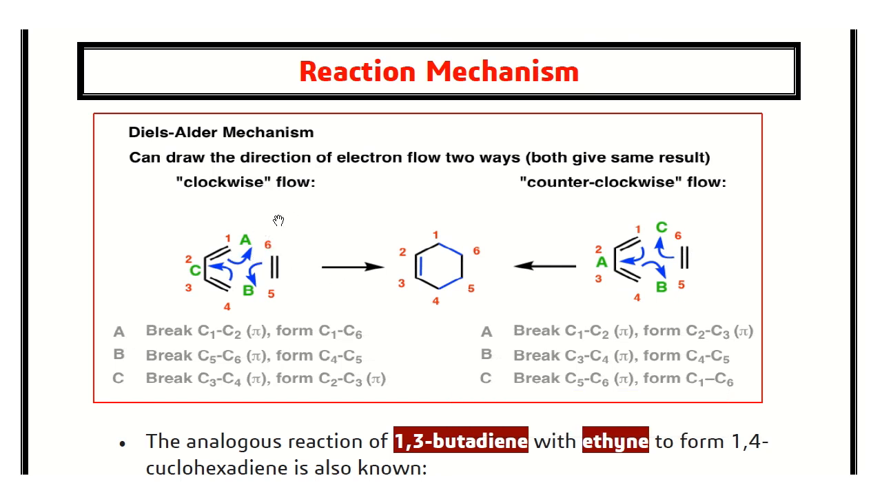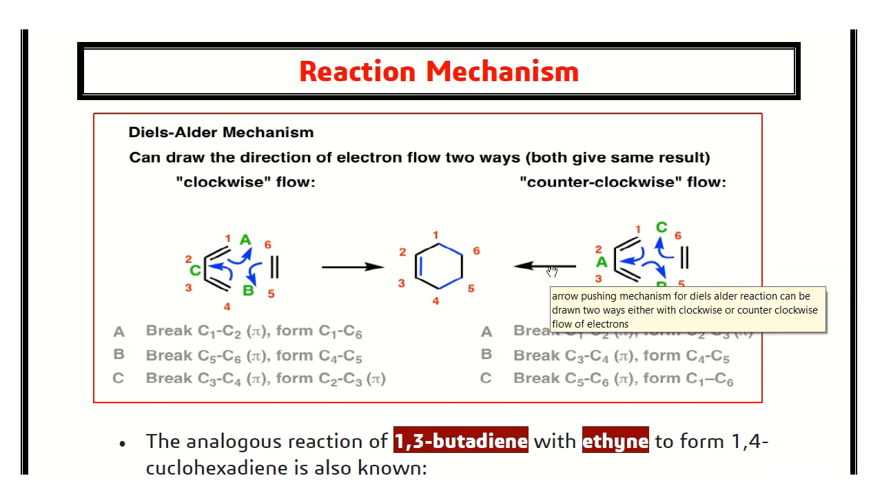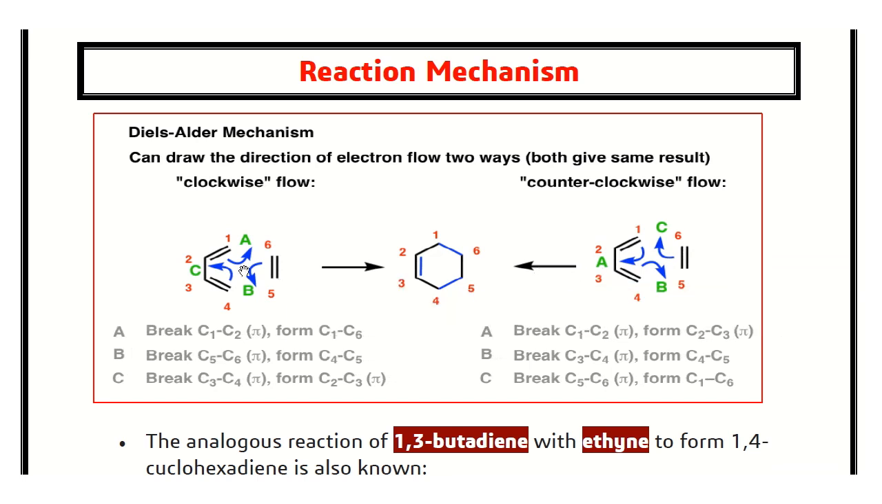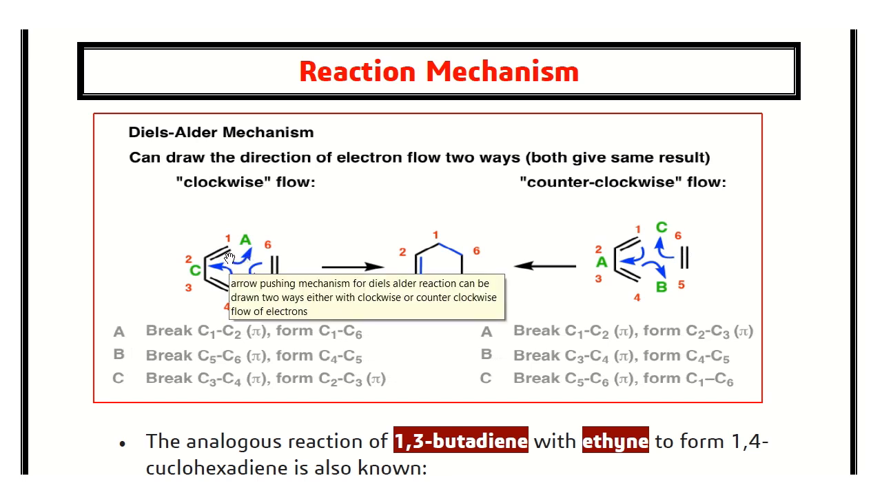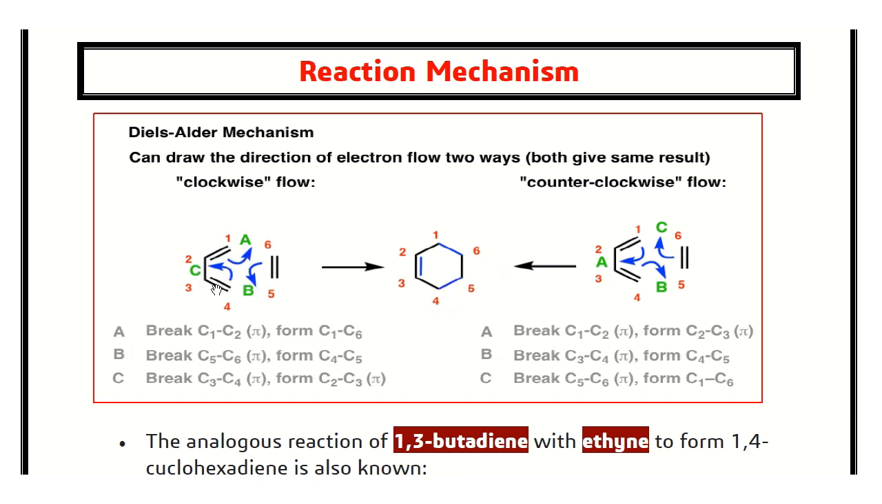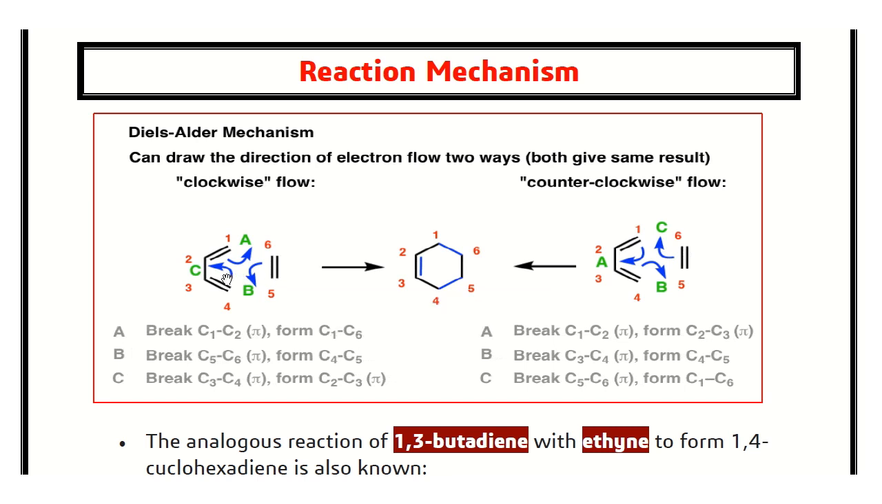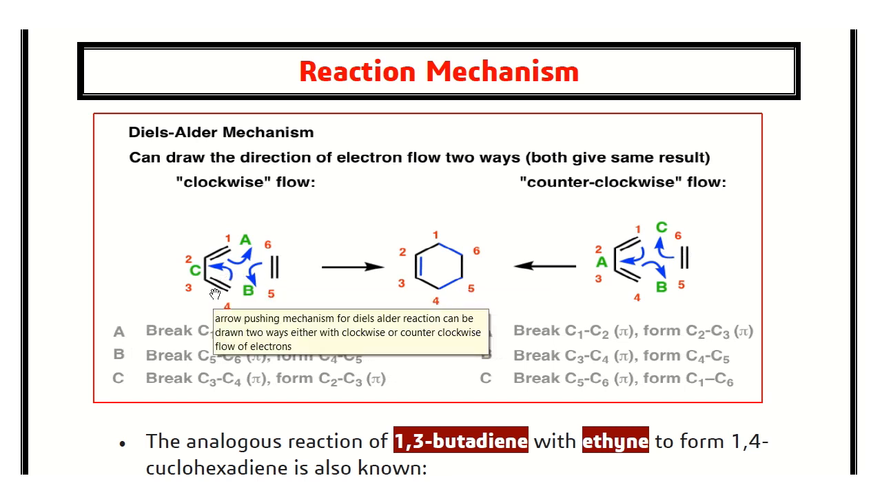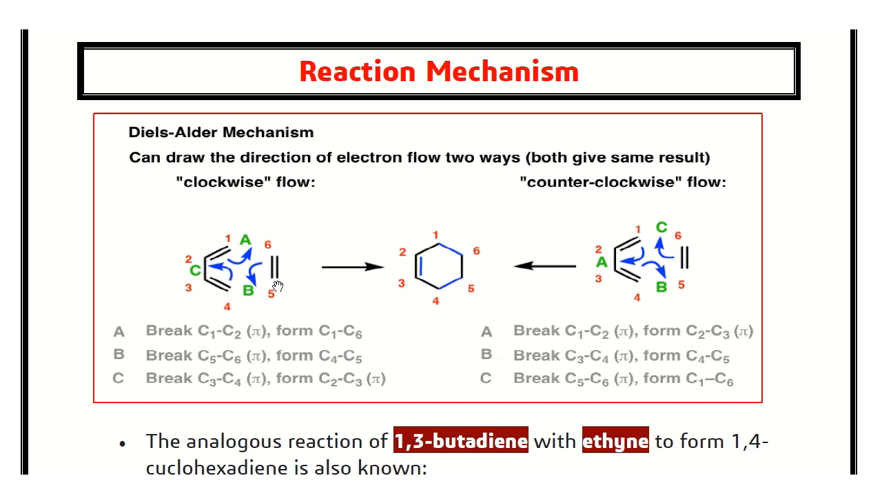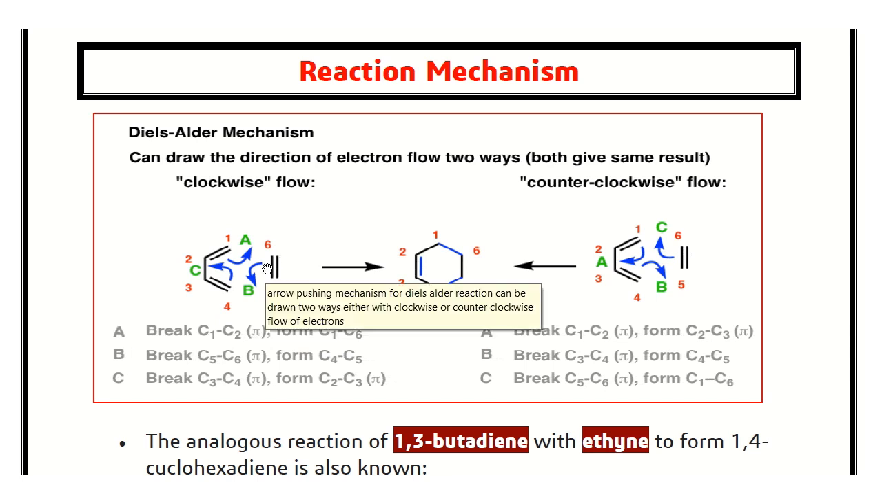You may draw the movement of electrons either in a clockwise or an anti-clockwise manner. So let's have a look at this clockwise manner of transformation. For suppose this is the 1,3-butadiene molecule, it is going to react with the ethene. Over here this 1,3-butadiene is the diene molecule, and ethene is acting as a dienophile. Now they are going to react.